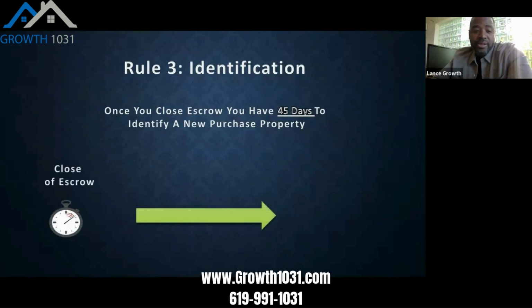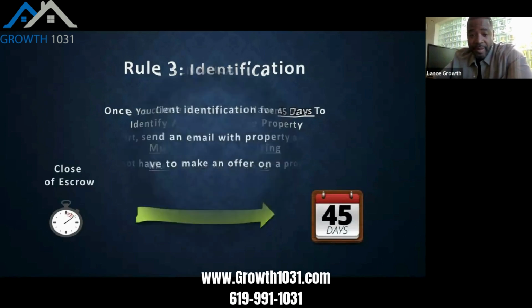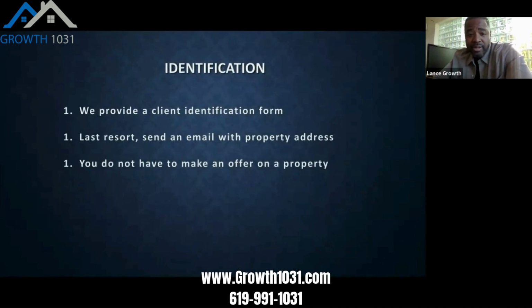The third rule is once you close escrow, you have 45 days to identify a new property. That's 45 calendar days. It has to be in writing, unambiguous. The identification process, the way it works, is simple.